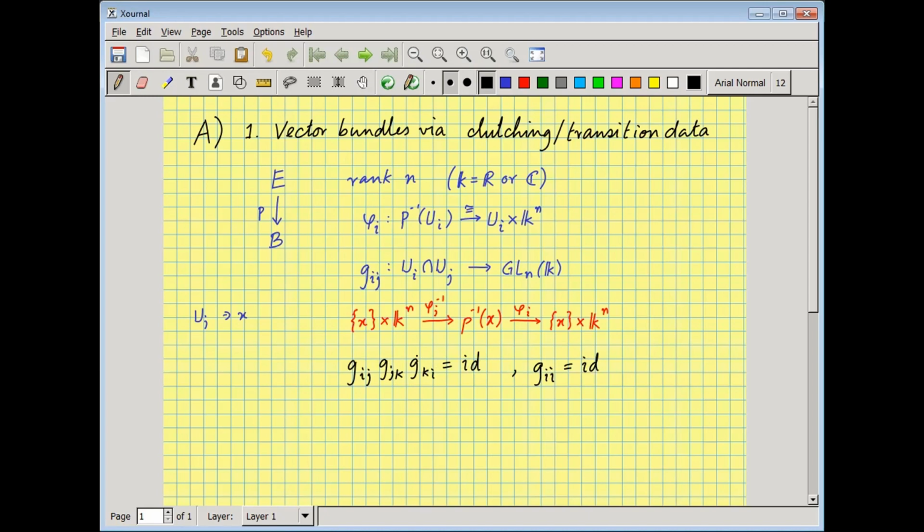So this is one way of introducing bundles. So let me write that as an observation. Observation 1. That transition data will produce a bundle.